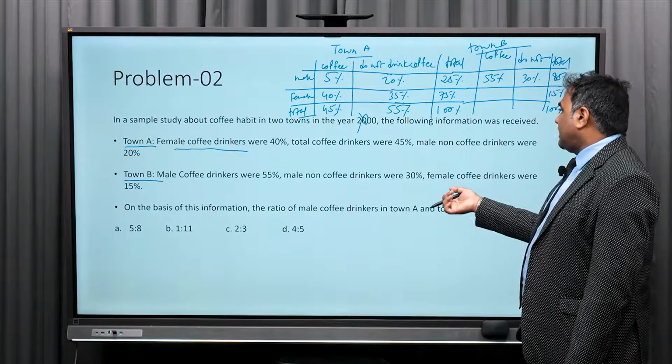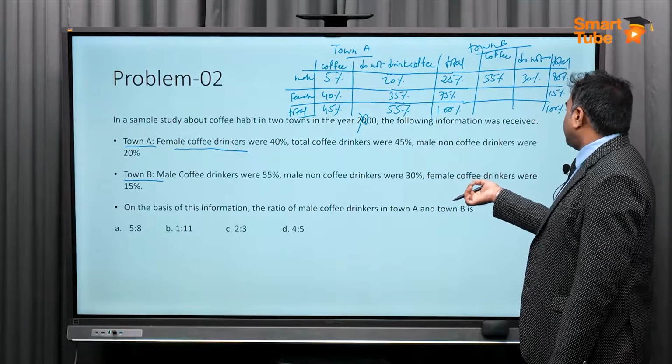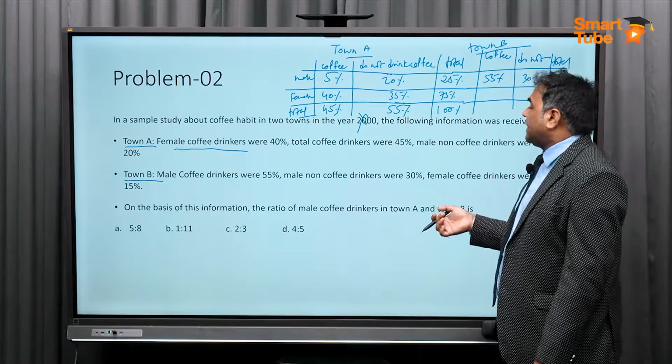Then what they have given, male non-coffee drinker is 30%. Female coffee drinker is 15%.